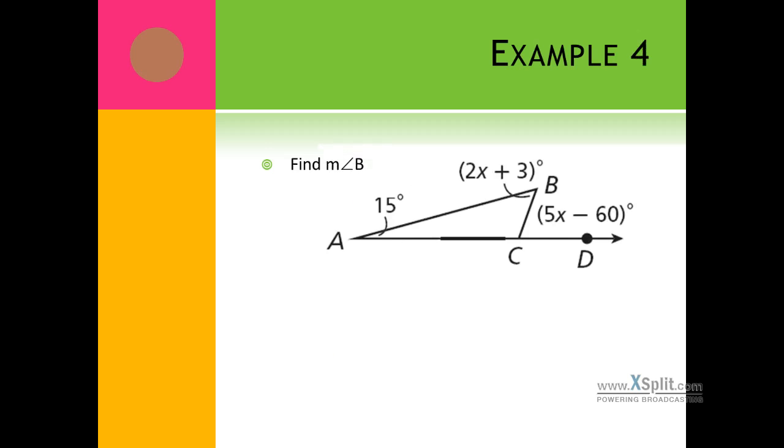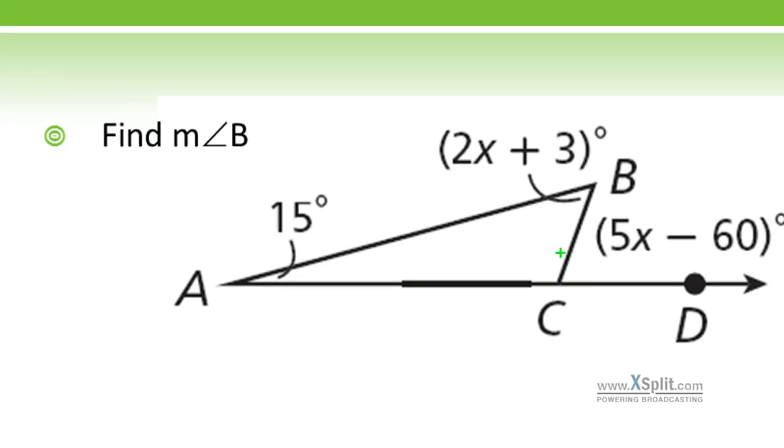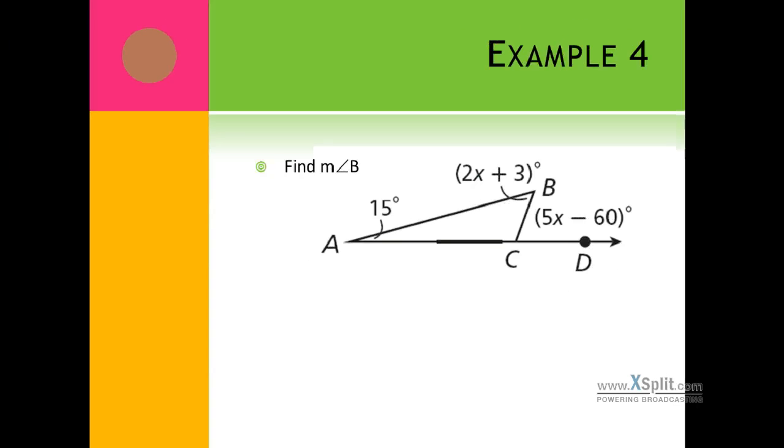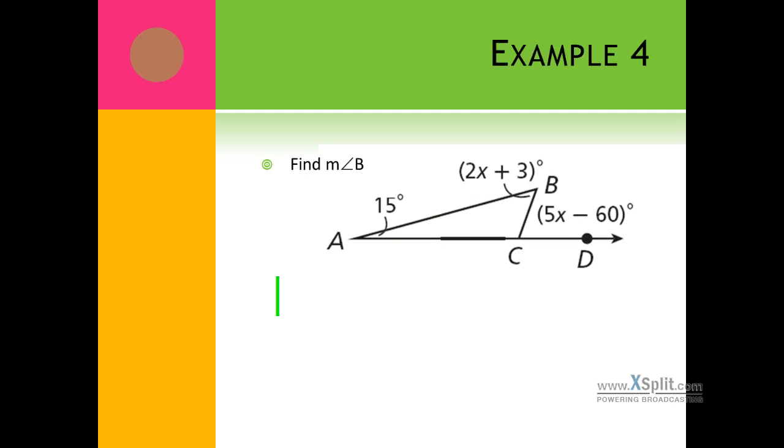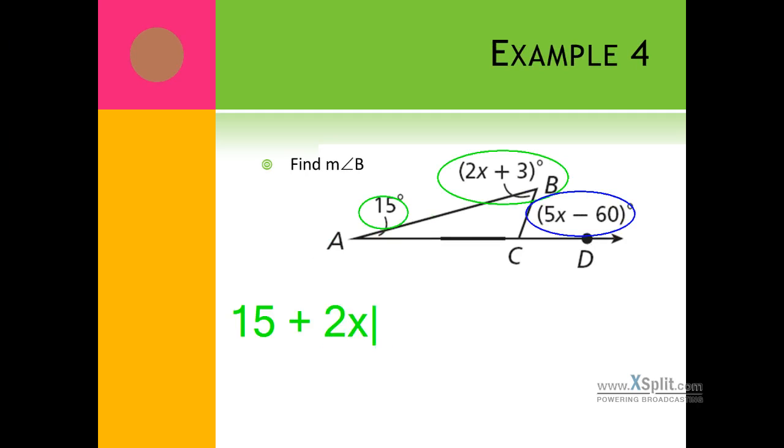We can do the same thing when we have some x's in an equation as well. I want to solve for x here to get my measure of angle B, which has x's in it, eventually. We know that the two interior angles need to add up to make the exterior angle. All right, so I'm going to say that 15 plus the 2x plus 3 needs to add up to the 5x minus 60. All right, I'll get some like terms combined.